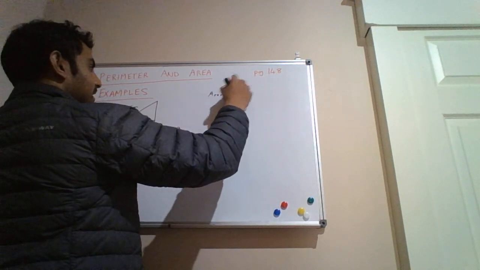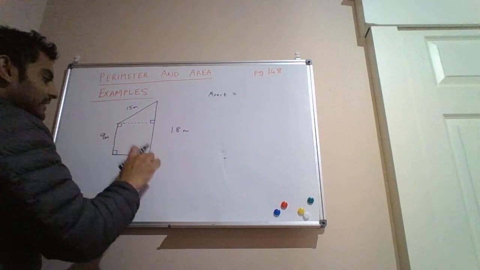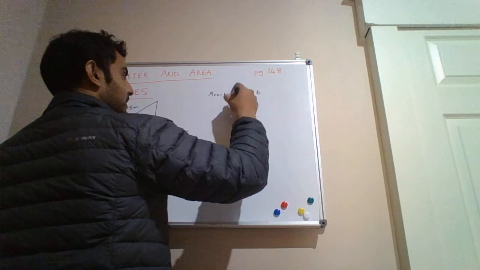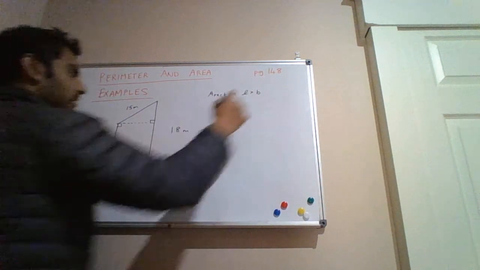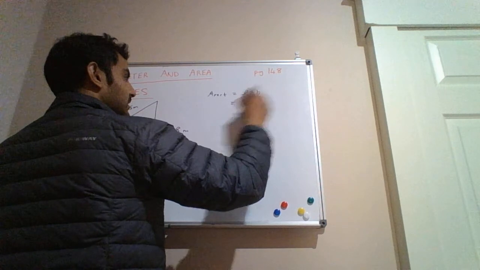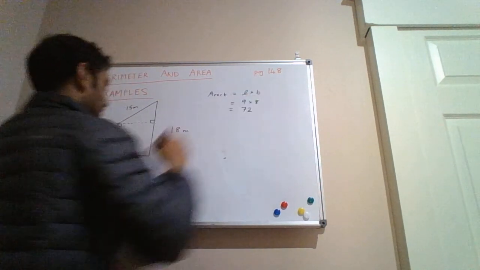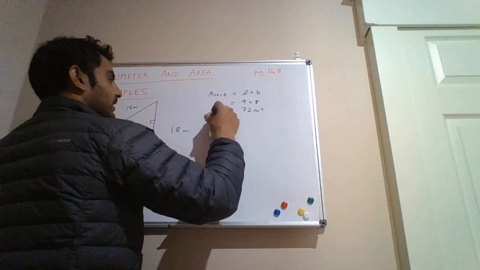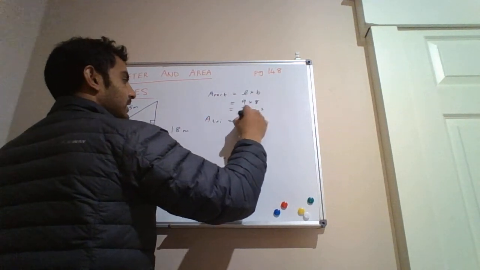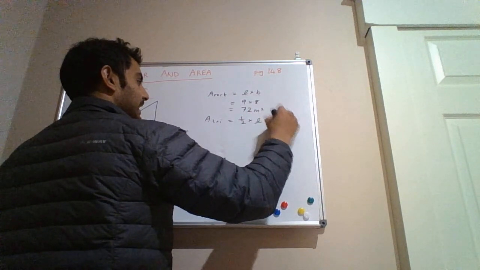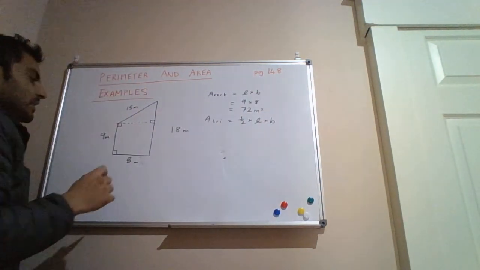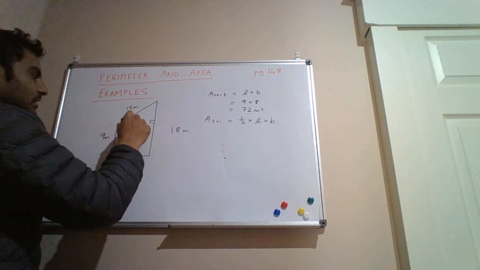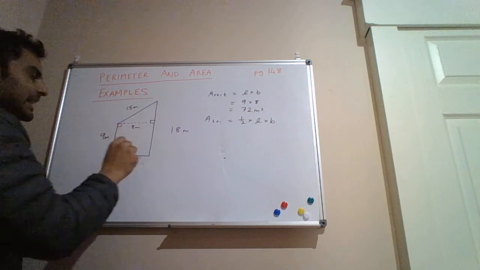The area of the rectangle equals to base times height, or length times breadth. So it's going to be equal to 9 times 8, which is 72. And don't forget our unit, meters squared. The area of the triangle is a half times length times breadth. So because this is a rectangle, this side here is also going to be 8. They're going to be the same.